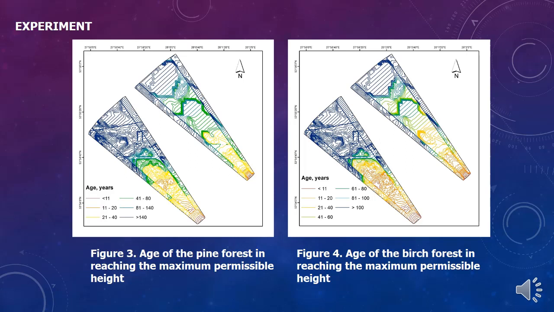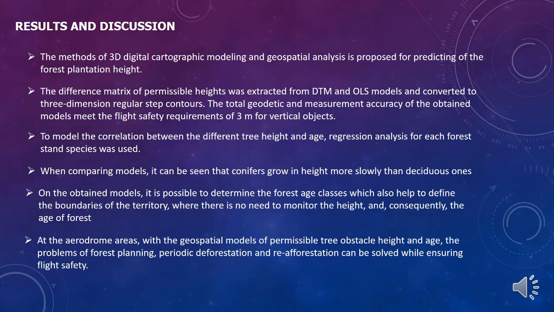For better perception, obtained data are ranked in ascending order and are colored from red, the lowest and fastest growing trees, to blue, not increasing in height, as it's seen on figures 3 and 4. When analyzing models of pine and birch species, it can be seen that birch stands have a slightly higher growth rate. And, as a result, in some areas they reach the permissible height earlier. To summarize the results of the study, let's point out the following.